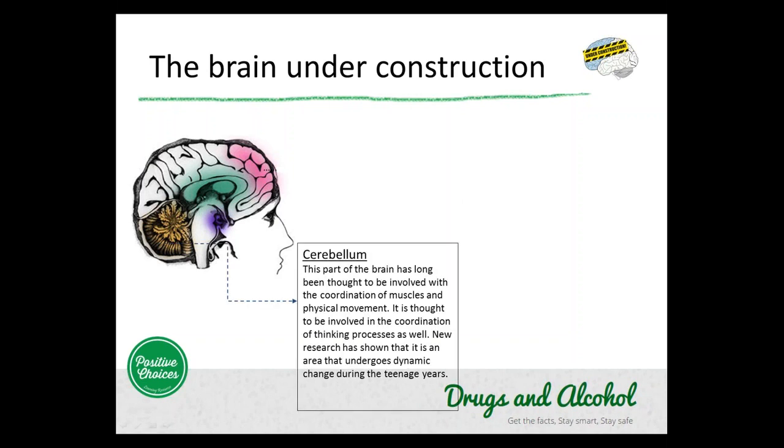What we also see are changes in the cerebellum. So this part of the brain has been thought to be involved in the coordination of muscles and physical movement. So it's also thought to be involved in the coordination of your thinking processes as well. So it's this area, responsible for the orchestration of thinking processes, that is also undergoing quite dynamic change during the teenage years.